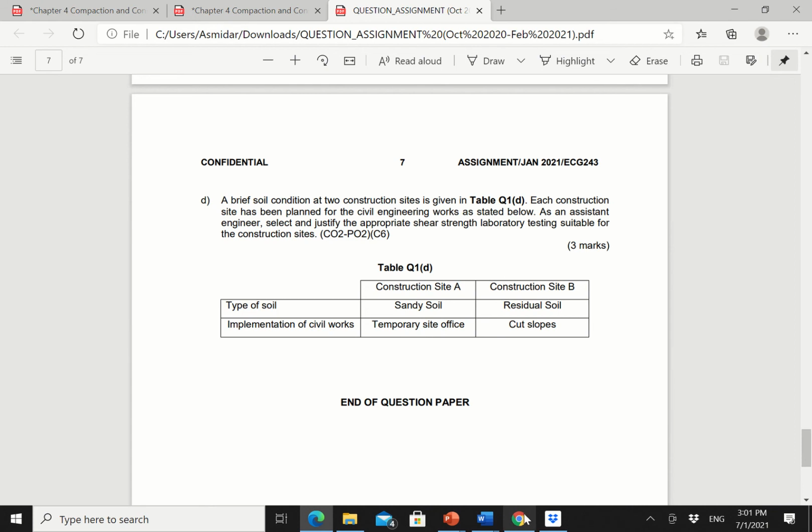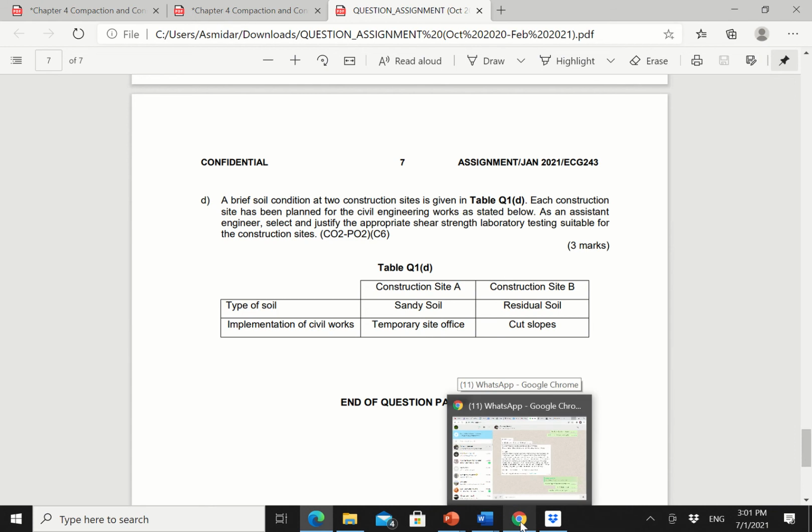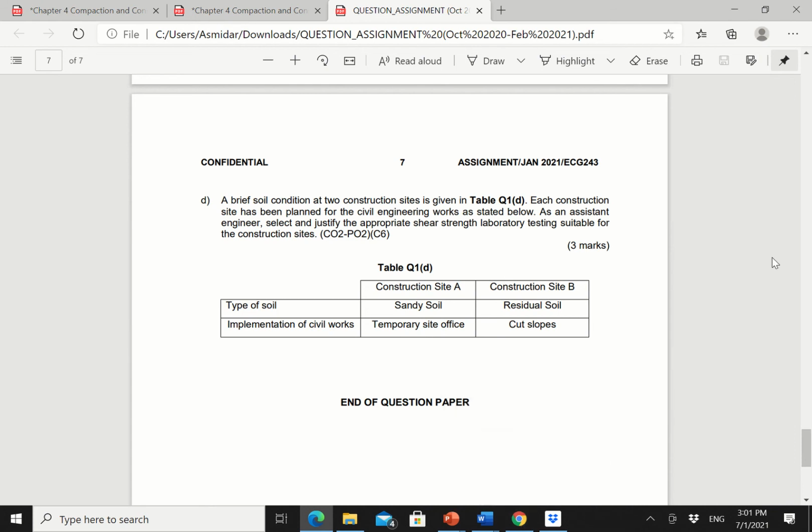I hope this explanation of your assessment will guide you in obtaining the final answer for this assignment. If you have any problem, you can always ask me.